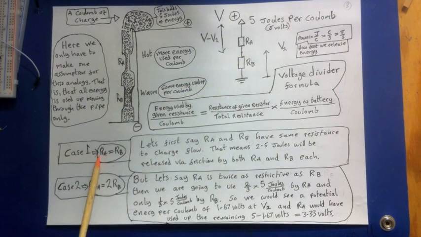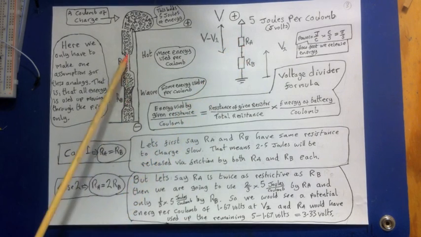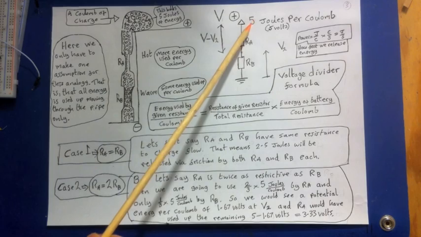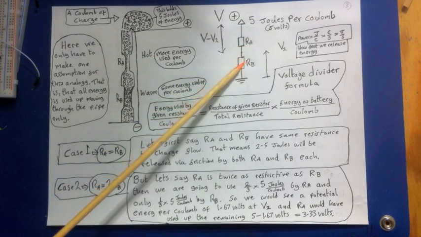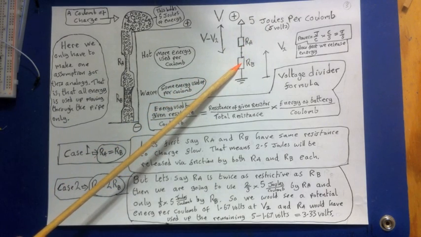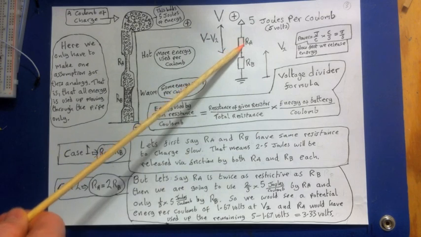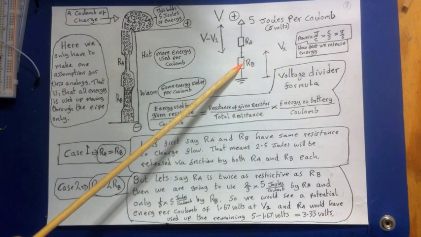So I'm going to say here, case 1, if these 2 restrictions, or these 2 resistors, are the same value, then the 5 joules, how it's going to be distributed, half the amount of energy will be eaten up by that one, and half the amount of energy will be eaten up by that one. So you're going to get 2.5 joules eaten up by that one, and 2.5 joules eaten up by that one.